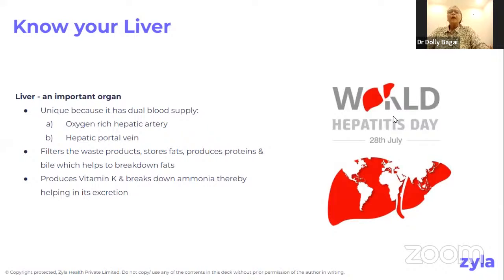As I mentioned earlier, the liver is a very important organ. It is unique. Why is it unique? Because it has a dual blood supply. It has an oxygen-rich hepatic artery, which is supplying all the oxygen and the good sources of minerals to the liver. And it has a hepatic portal vein, which is draining away all the toxic waste from the liver. It filters the waste products, stores fat, and produces proteins and bile, which helps in breakdown of fats and their digestion. The liver also produces a very important vitamin, vitamin K, and it also breaks down the toxic substance called ammonia in the body, thereby helping in its excretion.